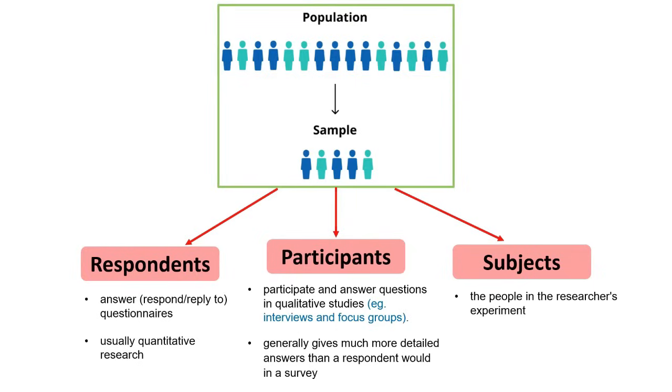Now, subjects are the people in the researcher's experiment, which is usually quantitative research. Example, in a medical experiment, the control group of 10 subjects did not receive the medicine, while the experimental group of 10 subjects received the medicine. Subject is a term used more in science. Subject is generally a more passive term.